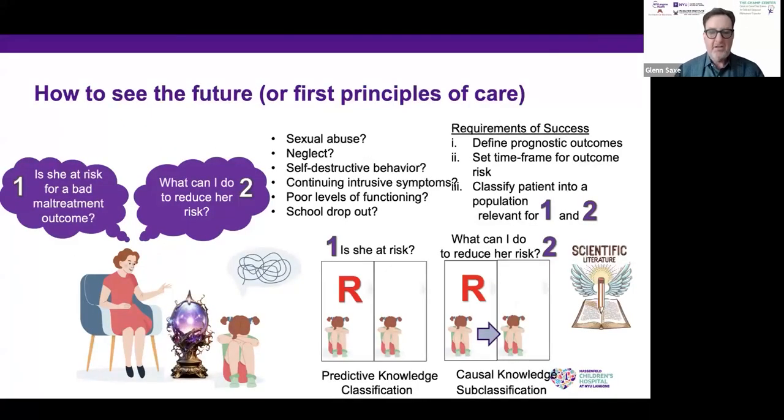Now, I defined what's in the middle of everything in practice, and it's really two things. When you're seeing someone, a kid, a family, is she at risk for a bad maltreatment outcome? If so, what can I do to reduce the risk? One requires predictive knowledge, two is very different, requiring causal knowledge.